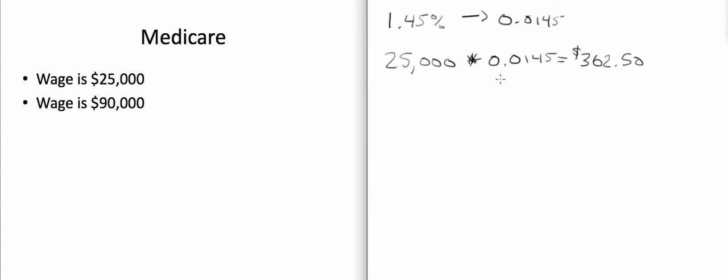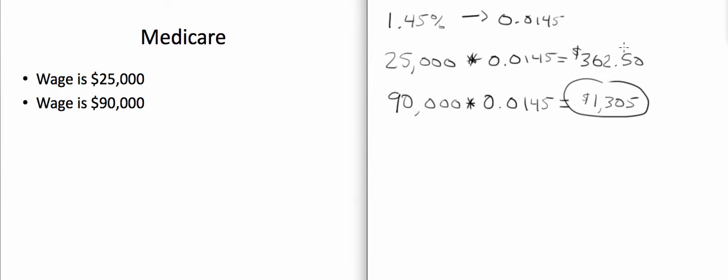Same thing with 90,000. With Medicare, it's always out of whatever you earn, so it's out of 90,000. 0.0145, multiply those, we get an answer of $1,305. So these would be our two answers there.